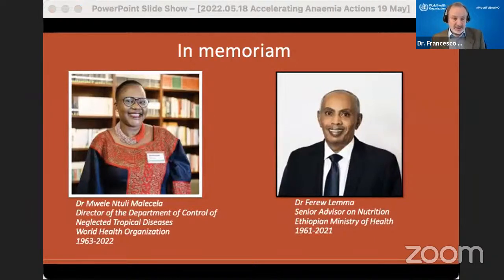Both of these leaders in their respective fields will be remembered for their incredible contributions and are missed by all of us. So we really would like to dedicate this event to them both and let them be our inspiration for accelerating actions to reduce anemia.